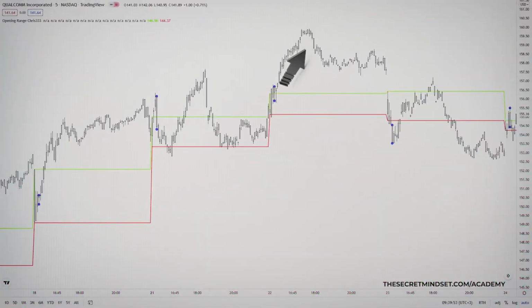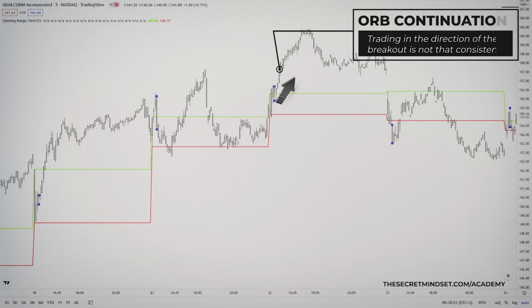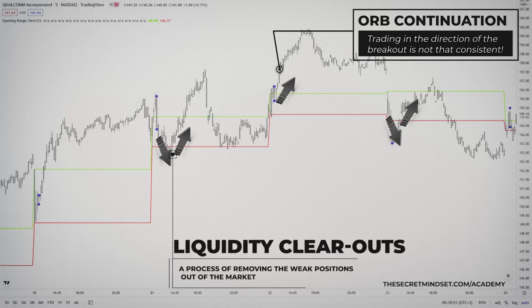Like I said before, the classic method is to trade the direction of the breakout. And it works sometimes, but it's not that consistent. Many times, you'll find that price breaks the range, and instead of continuing this momentum, will return inside the range, maybe breaking the other side too. This is a form of liquidity hunting.